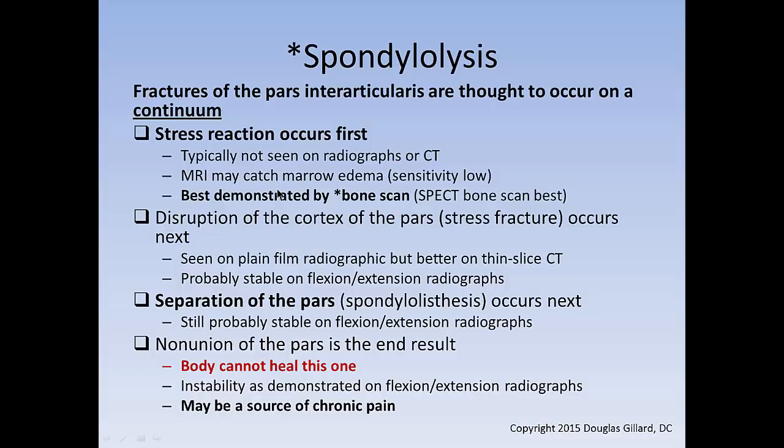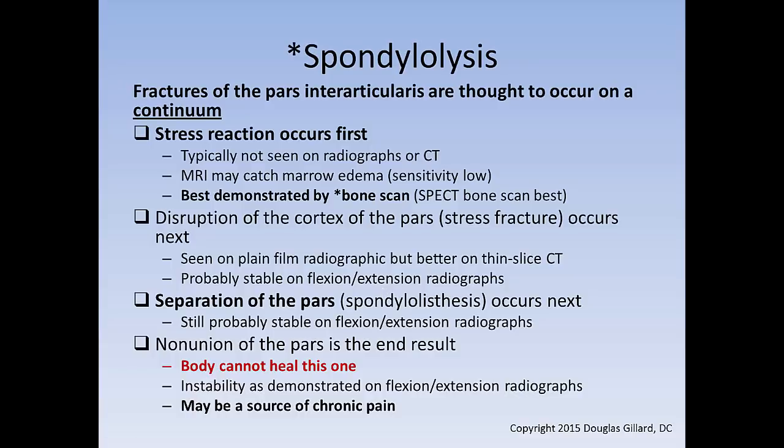But if things keep going, then the next phase is you get a disruption of the cortex of the pars interarticularis. So now we have a real stress fracture. The first could be considered a stress reaction, this one a stress fracture. So you can usually see this on plain film. Thin slice CT is ideal. Of course, the radiation is much higher. So if you can see it on plain film, there's no reason to order a CT. And if you do a flexion extension radiograph, it'll probably be normal.